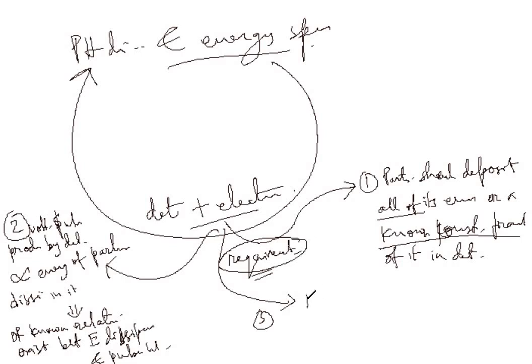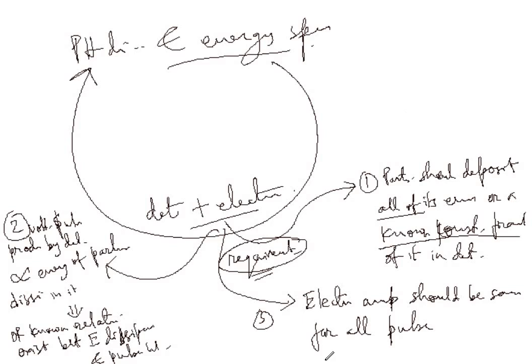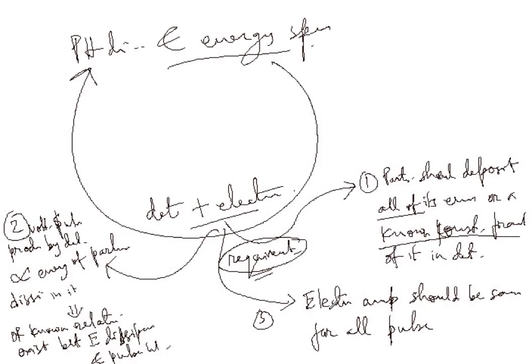Okay, the third important requirement is that electronic amplification should be the same for all pulses. Let me give you an example of this last part. Suppose I have got two pulses of different energies. Now, if I change the gain, as a result of which both pulses are multiplied by a different factor, then it is not correct. We do not want that.